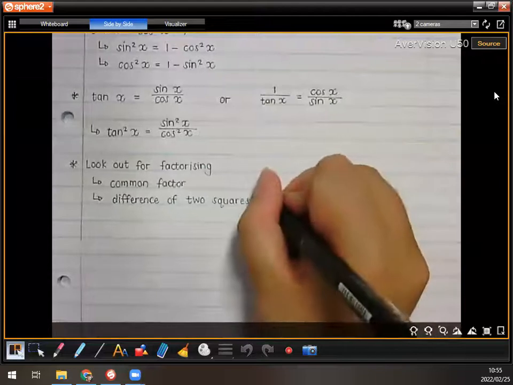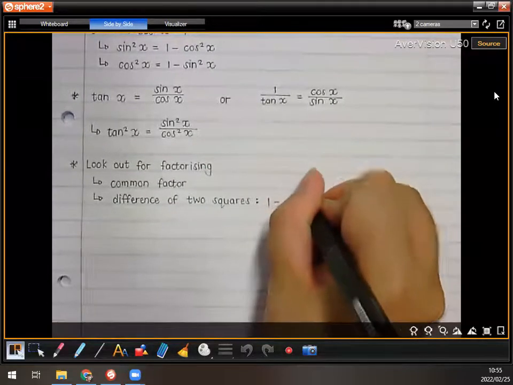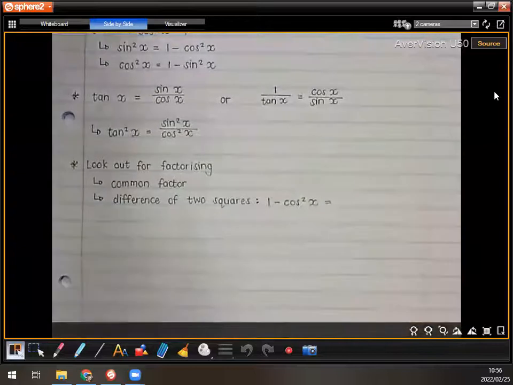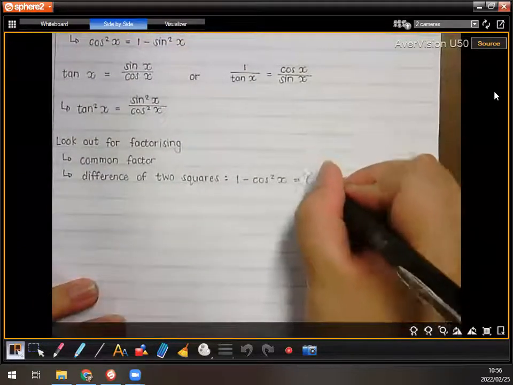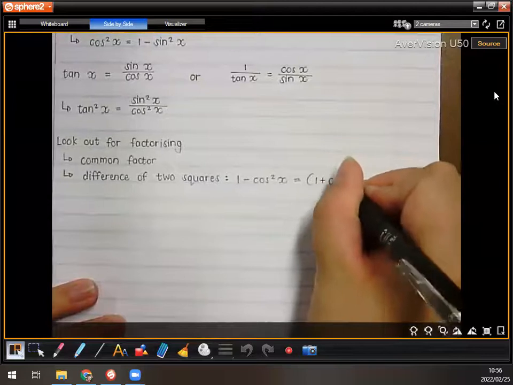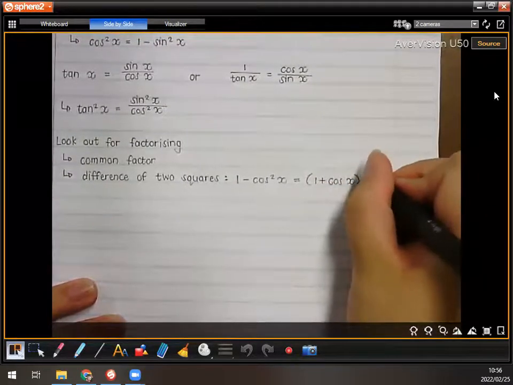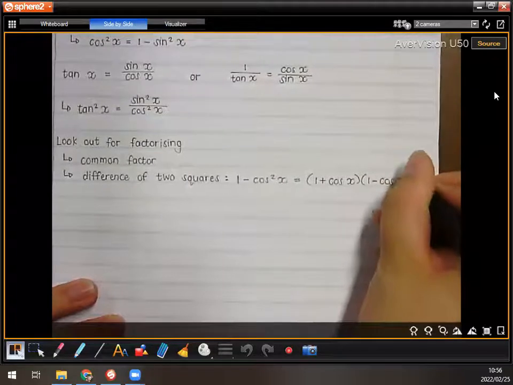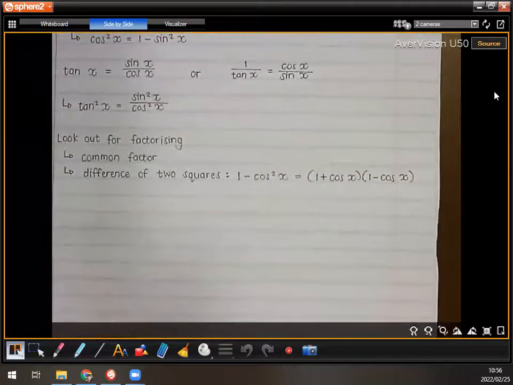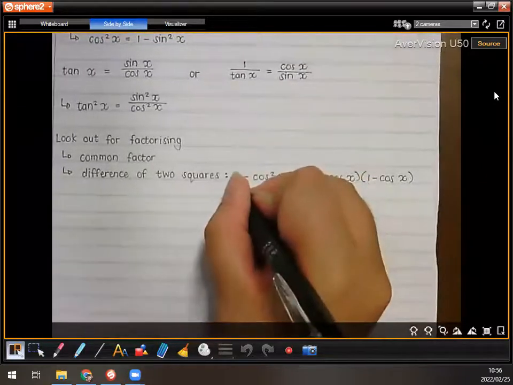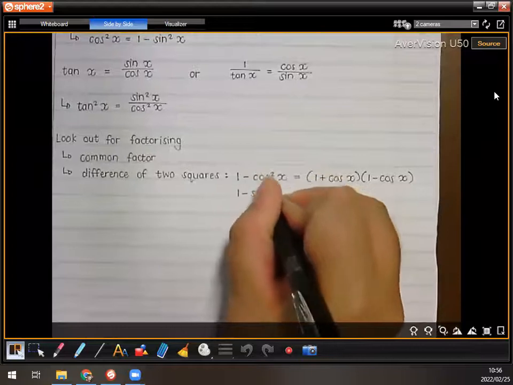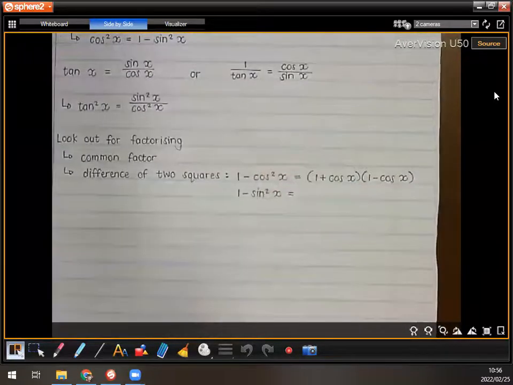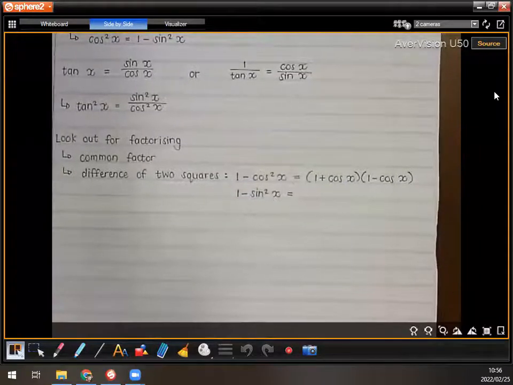So if you have 1 minus cos squared x, you are able to factorize that to 1 plus cos x, and then 1 minus cos x. That's something that comes up quite often. And in the same way, if you have 1 minus sine squared x, that again is a difference of 2 squares. Remember, a difference of 2 squares has 2 terms, obviously, with a minus in between. That's where the word difference comes from.